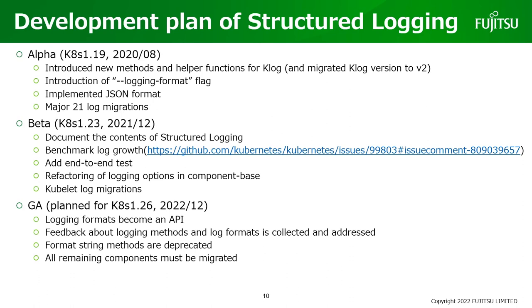So, talk about migration. 21 logs, which account for the majority of all Kubernetes log outputs, have been migrated to structured format. Among the components, Kubelet and Kube-scheduler have been migrated. A performance benchmark is also being done with this transition.